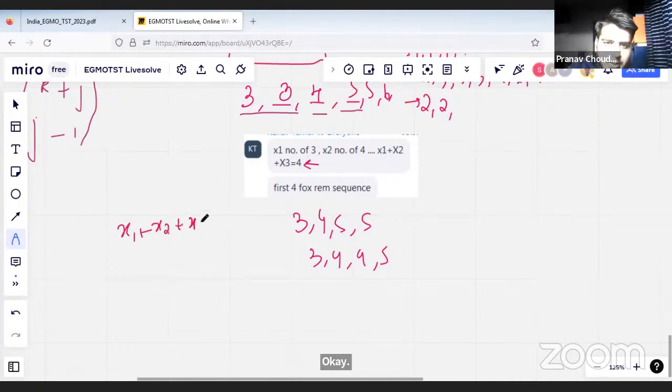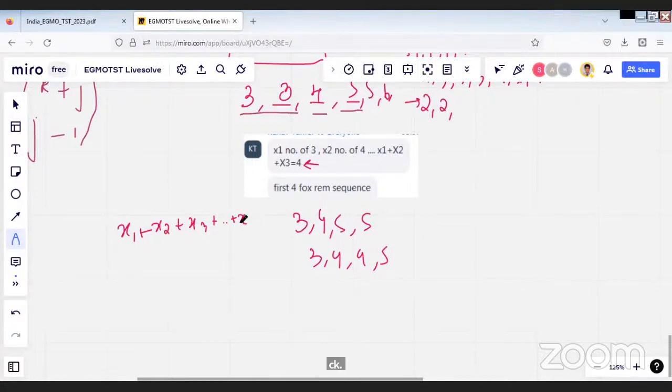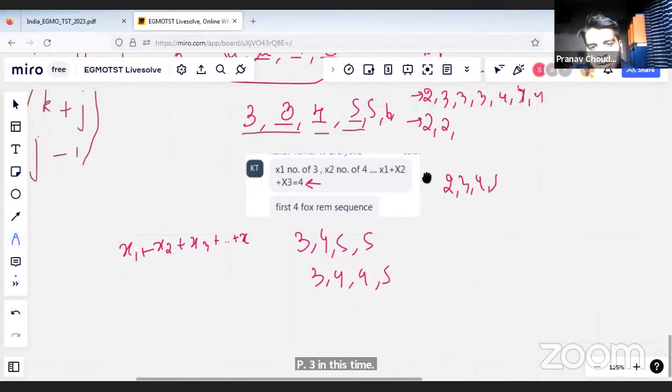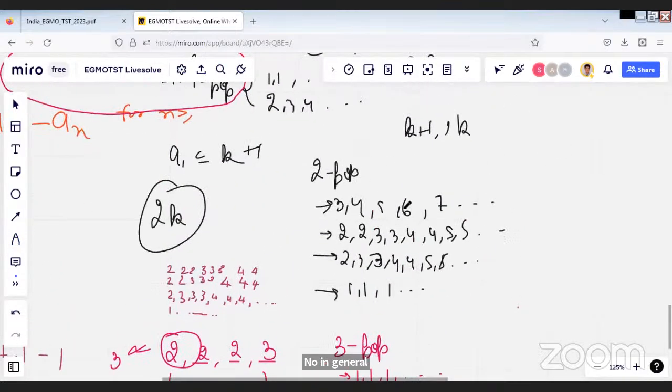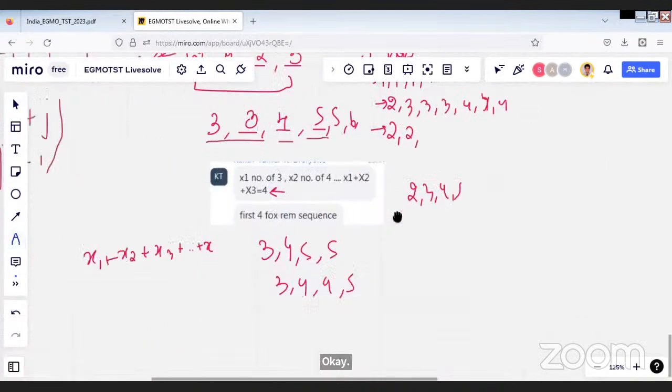x1 plus x2 plus x3. Wait, how many terms are there? Plus x... In this case, 3. No, in general it's like k, right? Not necessarily 3, because if we start with 2, then 2, 3, 4, 5 also works, right? If you start, just consider the first k plus 1 terms. Yeah, that's what I'm saying.